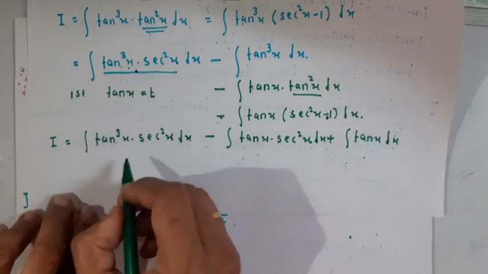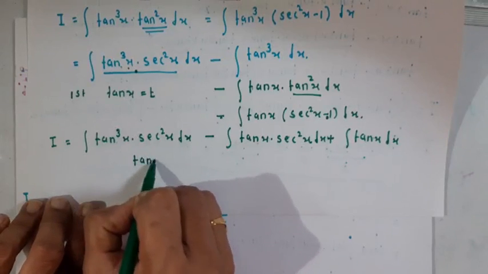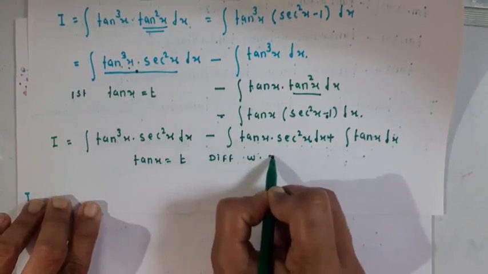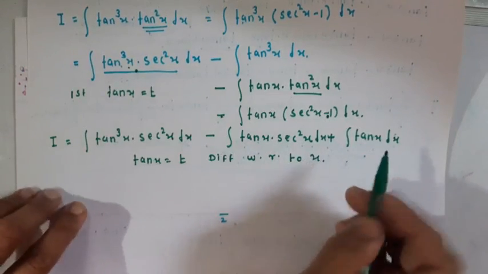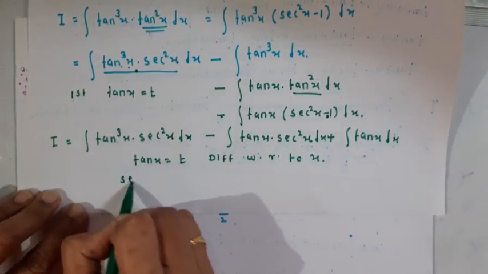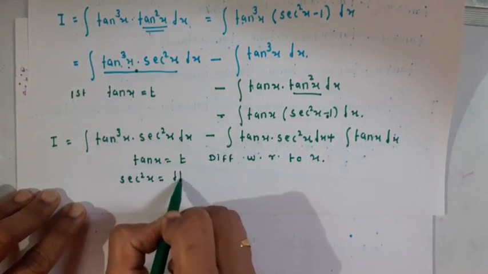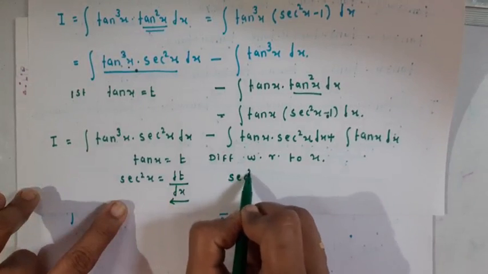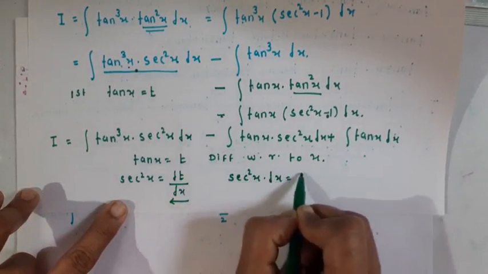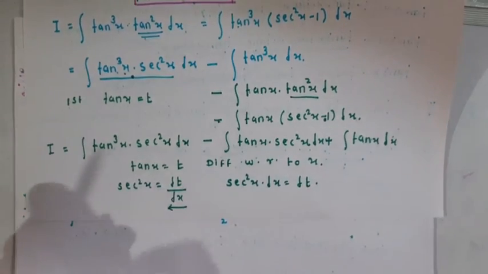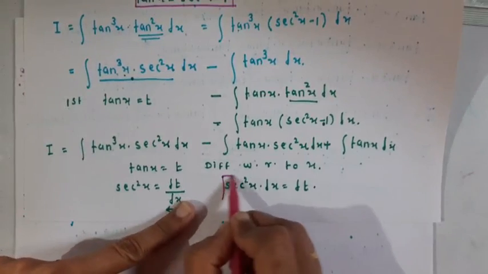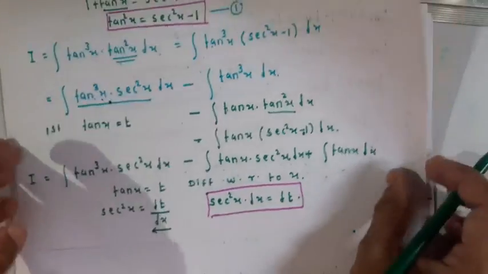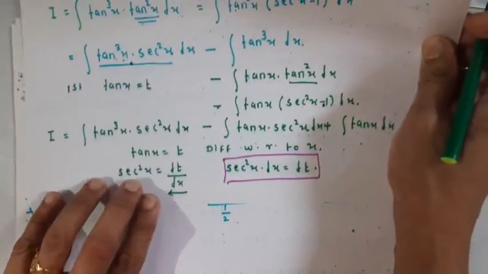Whatever our substitution, if we put tan x equal to t, then differentiate this substitution with respect to x. We get the differentiation of tan x is sec square x, and this is dt by dx. Now shift this dx to that side, and we get sec square x dx equal to dt. Okay students, so put this value in the given integration, in the first term and the second term.